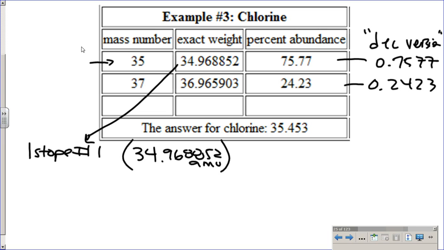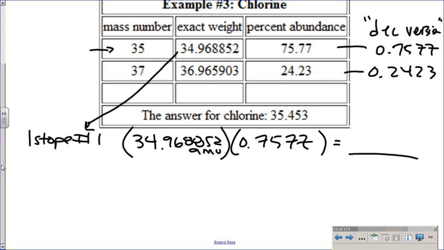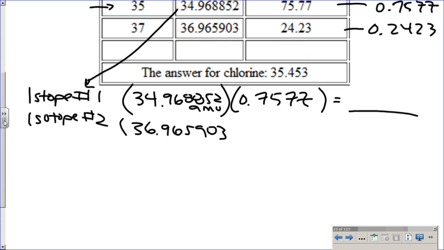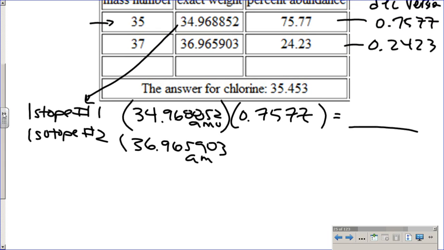Okay, so take your first isotope, multiply by its percent abundance in decimal form, 0.7577. Don't do anything with it yet, but you're going to equal that out. I have that number written down, not in front of me. I'll calculate it again if I need to. And then you're going to do the same thing for the second isotope. So you're going to take isotope number 2, and its mass is 36.965903. Normally I won't give you this many decimals, just because that's a lot to write. And you're going to multiply by its percentage in decimal form, 0.2423.